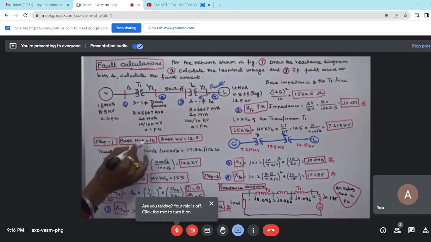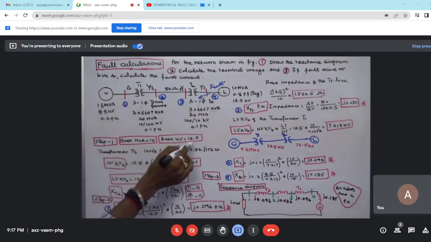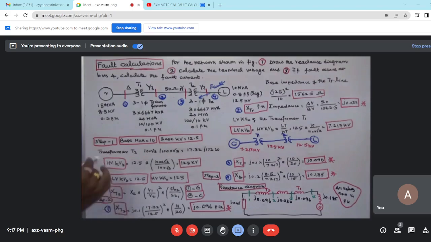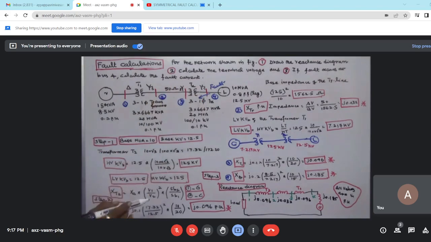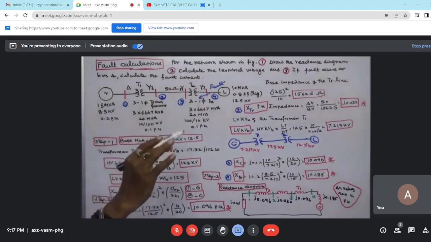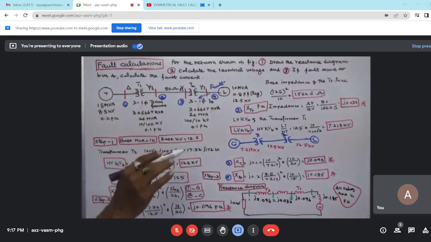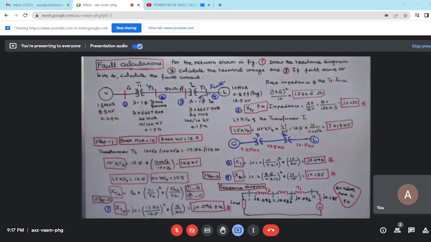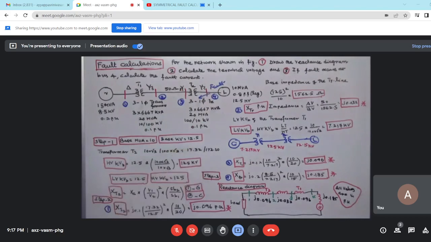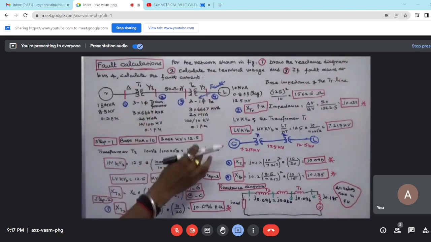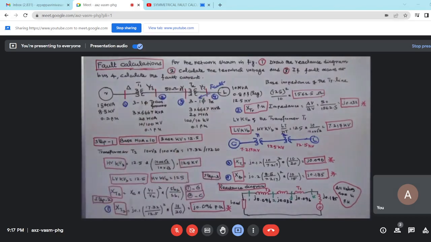First step, I choose base MVA and base kV. Base MVA is equal to 10, base kV is equal to 12.5. Next, I have to calculate the high voltage kV base. Here this is star connected, this is star connected. In star connection, line voltage is equal to root 3 times phase voltage. Delta connection, line voltage is equal to phase voltage. Therefore, 10 into root 3, 17.32. 100 into root 3, 173.20.